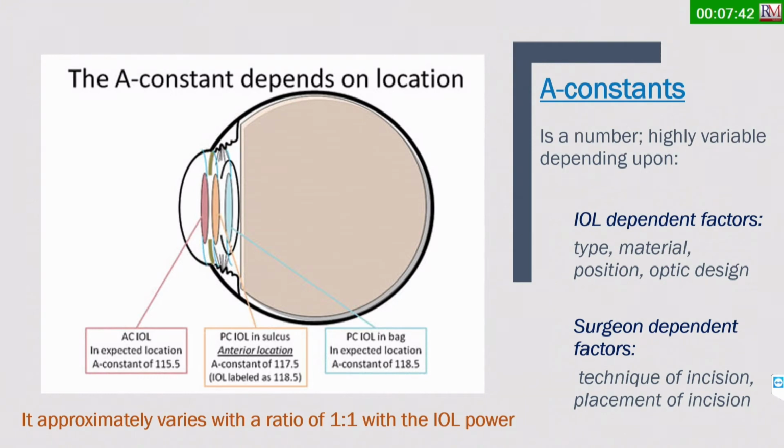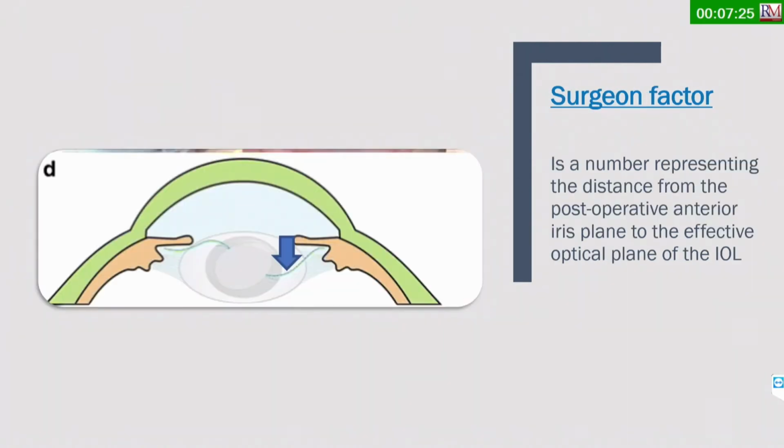For example, if you have a posterior chamber IOL in the bag, the A constant is 118. If it is anterior, it will be 115. It varies with a ratio of 1:1 with the IOL power. And another is the surgeon factor, which is related to the technique and placement of the incision. And what is a surgeon factor?